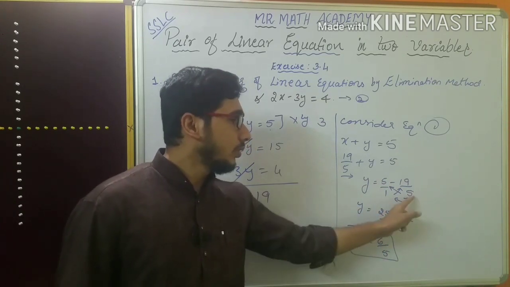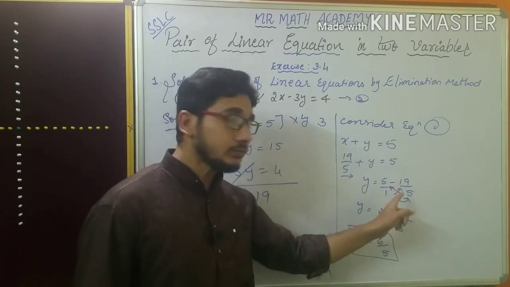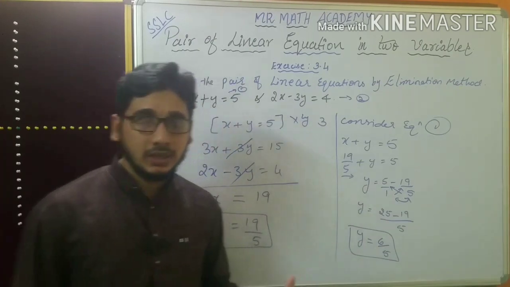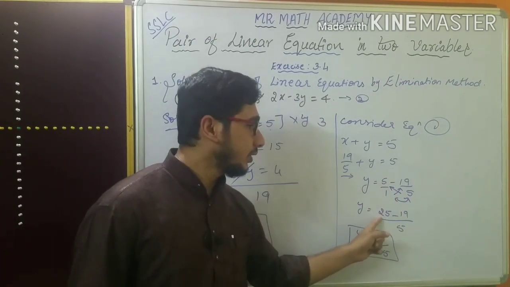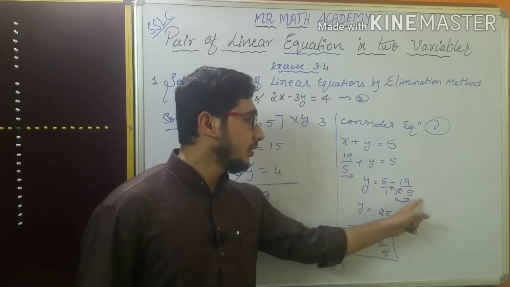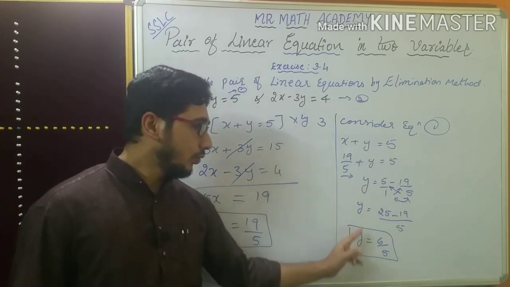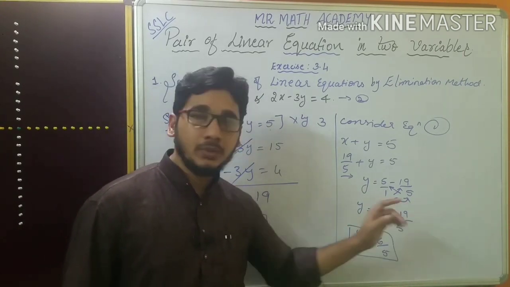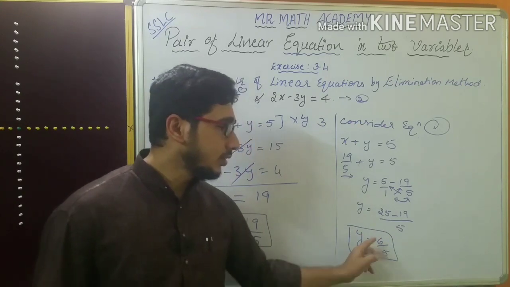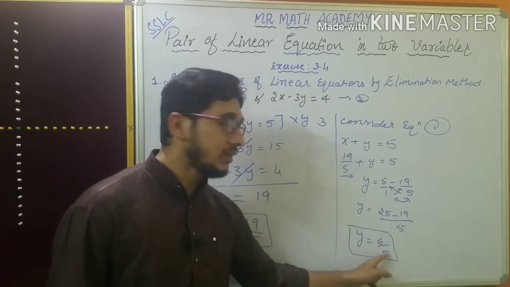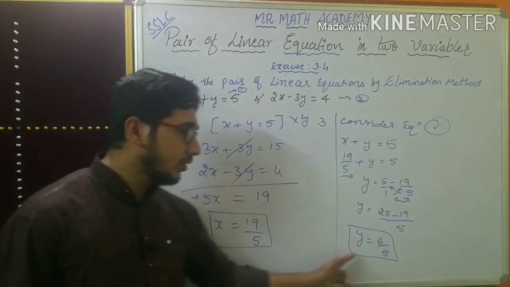So what do we have to do? Minus is there, so we have to take the LCM. 5 fives are 25, 1 nineteen is 19, 5 ones are 5. So y is equal to 25 minus 19, which is 6, so 6 divided by 5 as it is. These are the values of x and y.